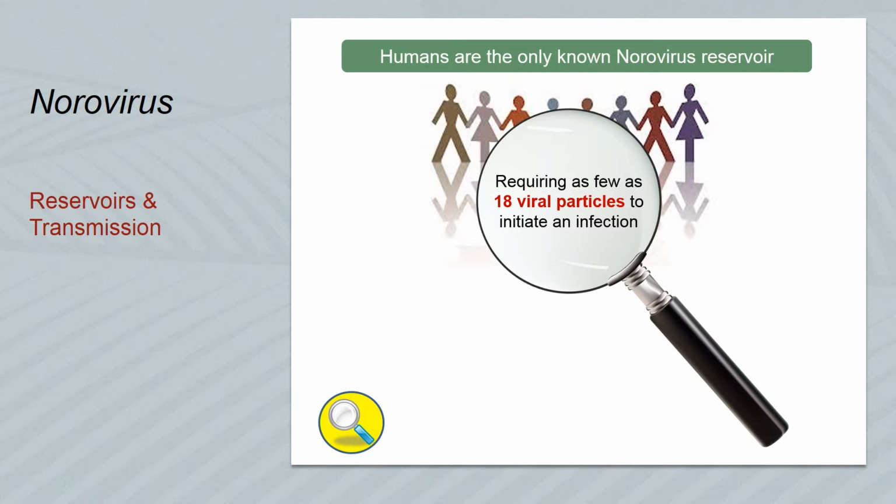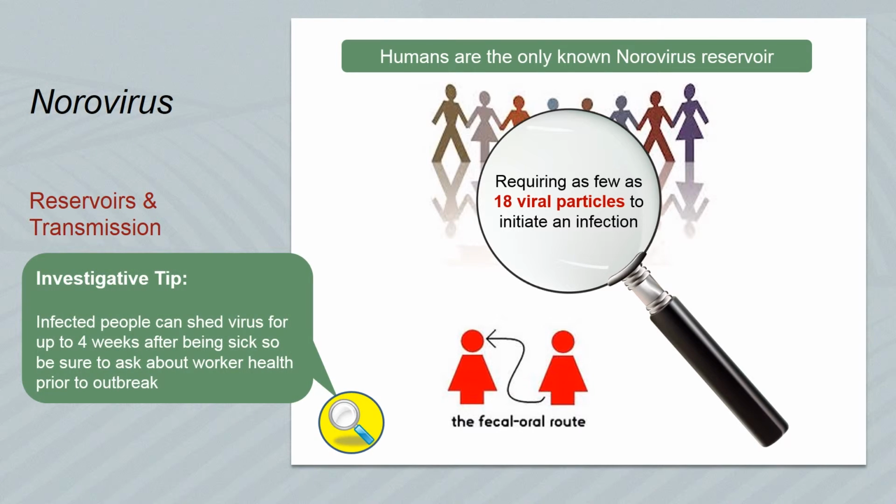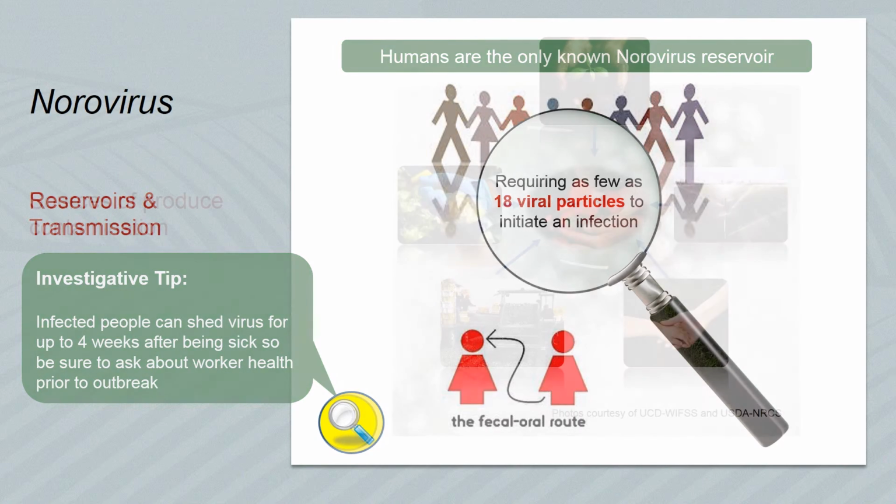Transmission route for norovirus is fecal-oral, meaning that it is passed from one person to the next through fecal contamination of water, soil, food, or surfaces that contact food or raw produce, whereby the virus enters the new person through the mouth. Here's a tip for the investigator to keep in mind. Infected people can shed virus for up to 4 weeks after being sick, so be sure to ask about worker health prior to the outbreak.